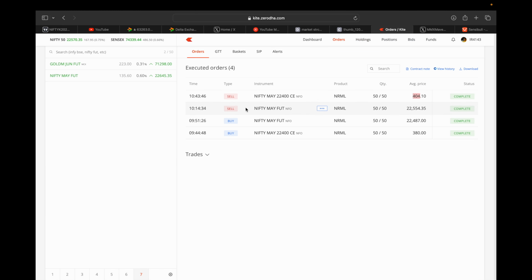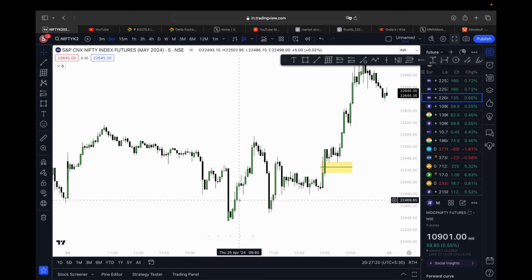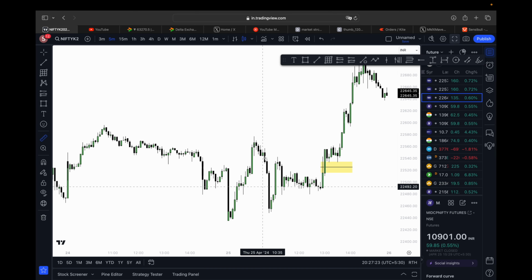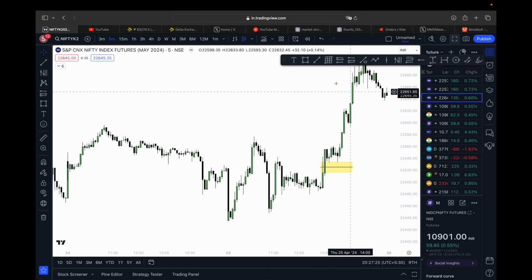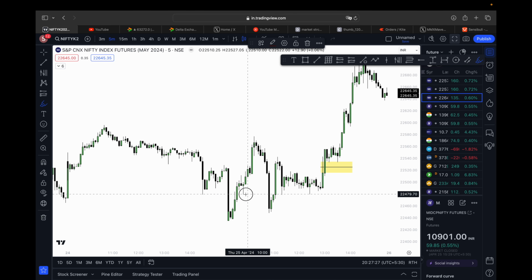So you can see the precision. We get in somewhere here and we get out somewhere here. Again, we're not catching the absolute bottom, and we're not selling at the top also. This is enough. This is more than enough.